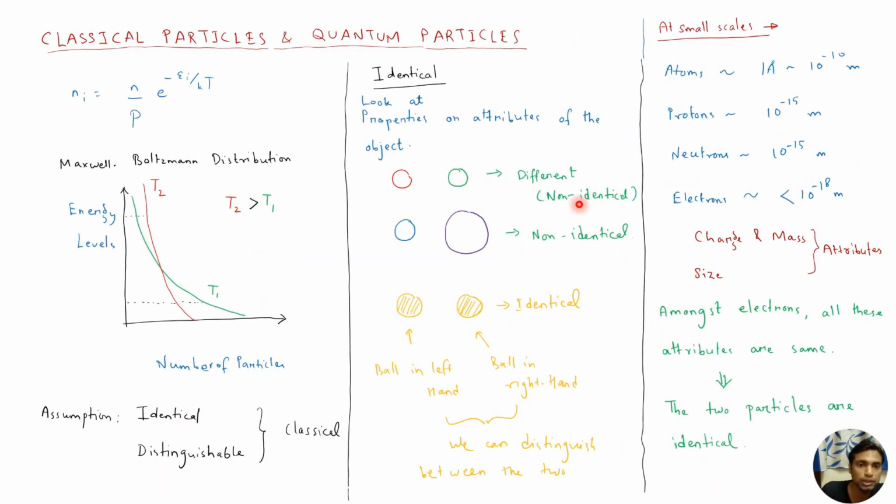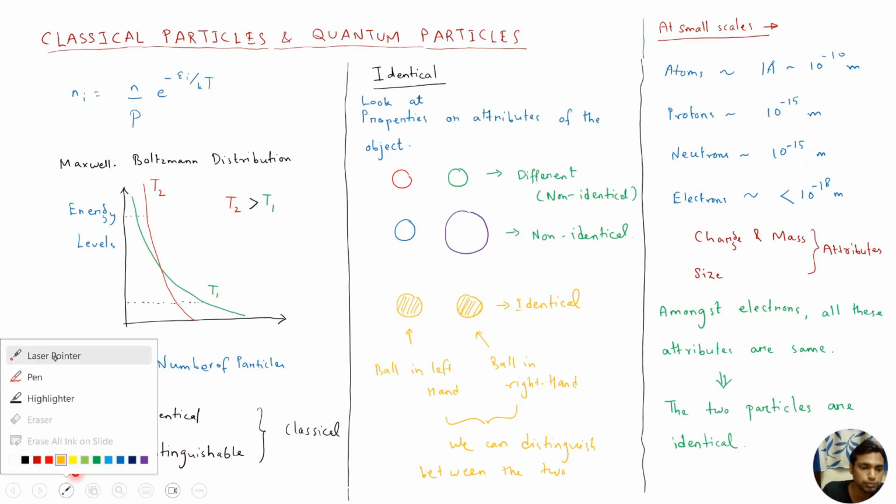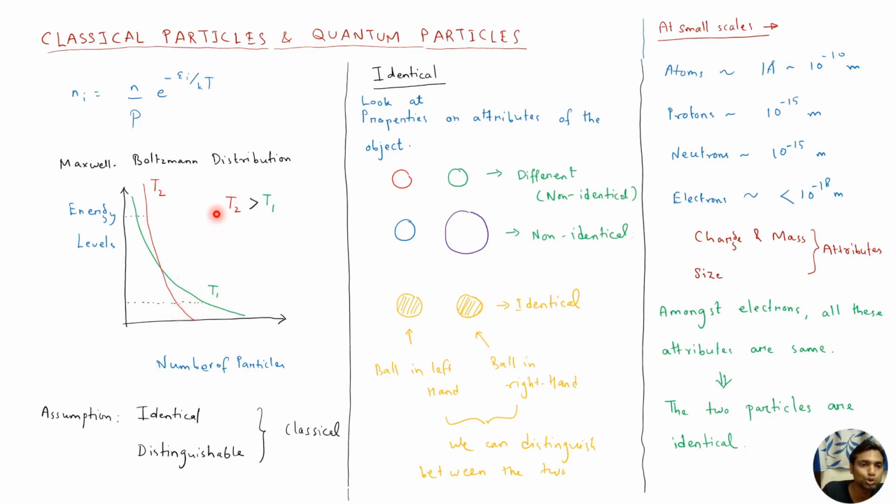So let us look at what will happen if we increase the temperature. If we increase the temperature, then the number of particles at higher energy levels will increase, and at low energy levels the number of particles will come down. If you try to plot this for two different temperatures, you will get this kind of distribution. And assuming the particles to be identical and distinguishable makes them classical particles.